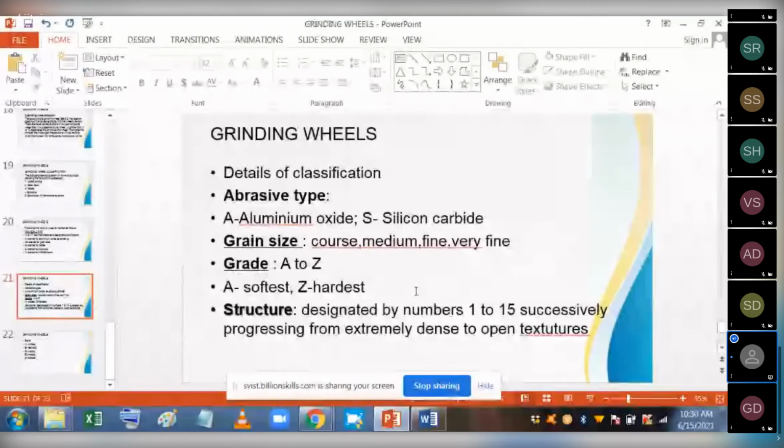And I wanted to go through the whole thing because it's a little complicated subject, grinding wheel specification. And you must read it thoroughly. You must read my slide and read the book, because I just have the Hajra Choudhury book in front of me.